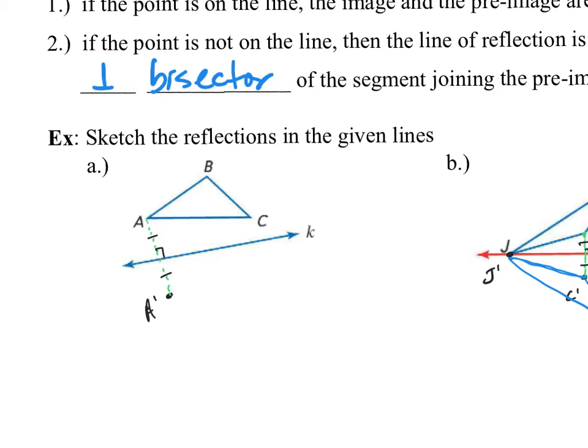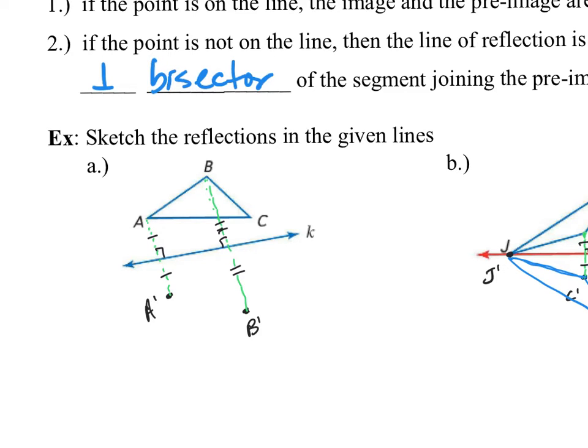Now, the same thing with B. We need to place B prime in a spot such that line K would be the perpendicular bisector of a segment that connects B to B prime. So again, I'm just eyeballing this, so right about here. So that's B prime. And again, if I connect B to B prime, if I've placed it in the right spot, then the line K would be the perpendicular bisector of the segment that connects B to B prime.